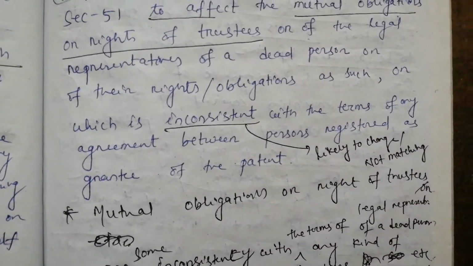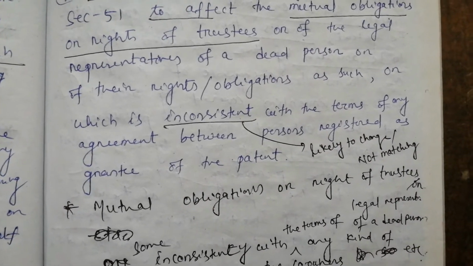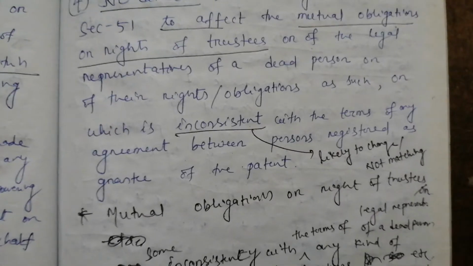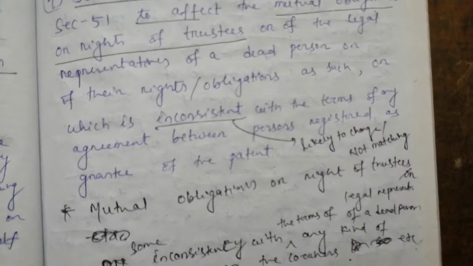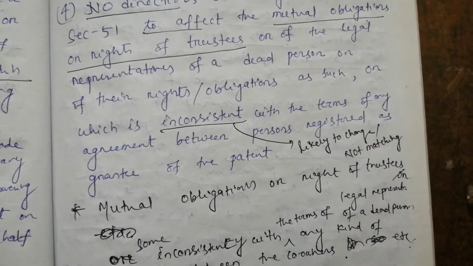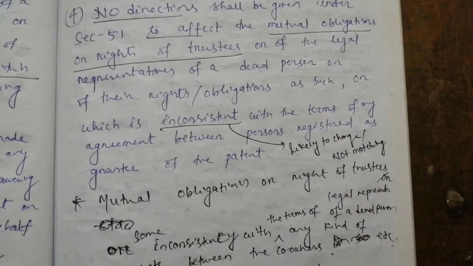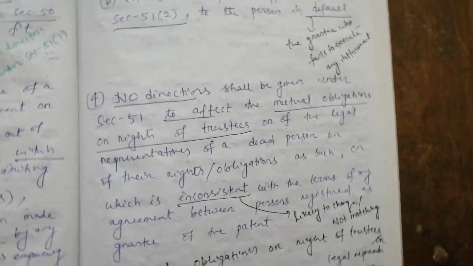Here I have underlined the word 'inconsistent'. That means something which is likely to change or not matching with the terms of any agreement. If there is some inconsistency between the co-owners, it is also not bound by the directions of Section 51. Fine. So this way all the subsections of Section 51 are completed.